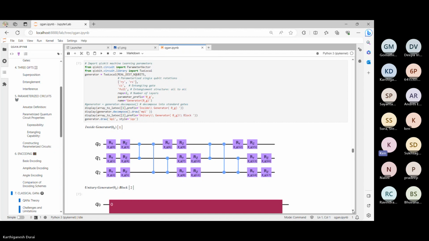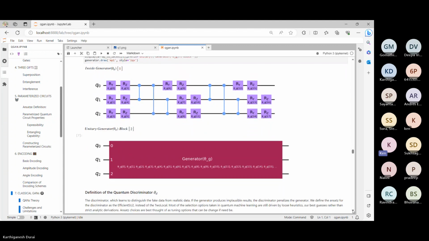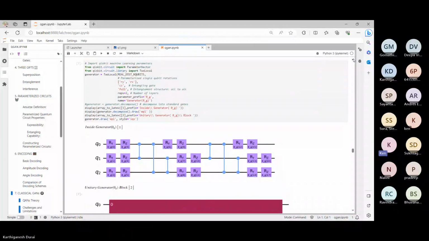So again, we're just creating a quantum circuit here. And we have parameterized single qubit rotations. These are in here to highlight the fact that you could specify your own rotations. And here we have full entanglement. Like we mentioned before, we have all sorts of options. And once this definition is done, we create this circuit that we see here. So this is what's inside our generator.